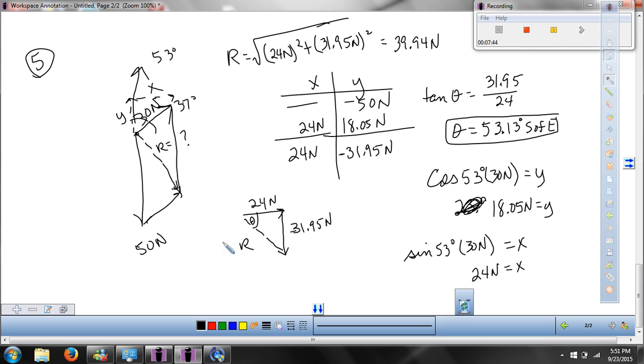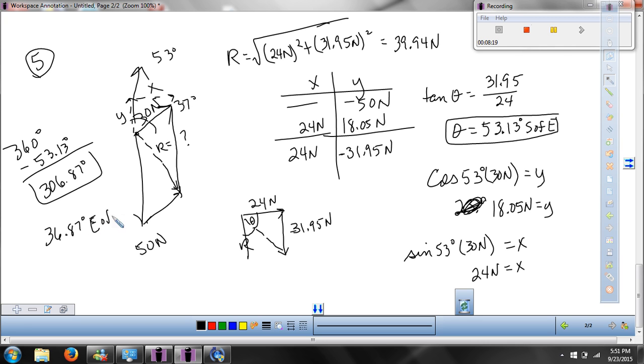If I didn't want to do it that way, I could say 360 minus the 53.13, and that would be the pilot's bearing, and if I did it that way, I'd get 306.87. So that's an option. If I didn't want to do it that way, I could find this angle here. If that's 53.13, this one's going to be 36.87, and I would call that east of south. So you've got lots of options.